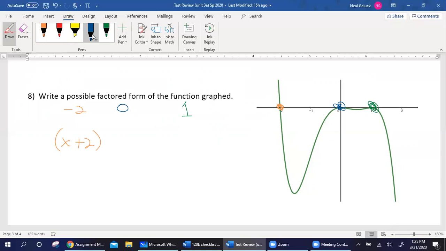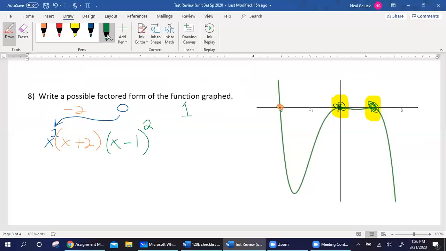Now, you could write it here. I don't like putting it there. I prefer having the x out in front, so I like it there. But it doesn't really matter. And lastly, since 1 is a 0, x minus 1 must be a factor as well. Now, we still have more work to do here. Notice that at 0 and at 1, the graph bounced off the x-axis. That means it must have an even multiplicity. So I'm going to put a 2 on each one of those factors. That'll give it an even multiplicity.